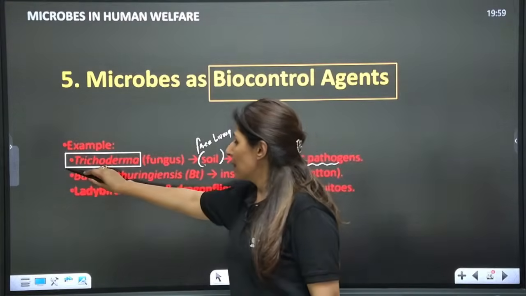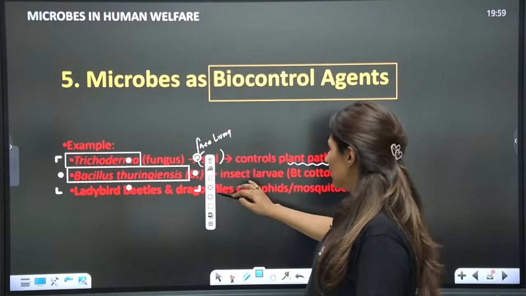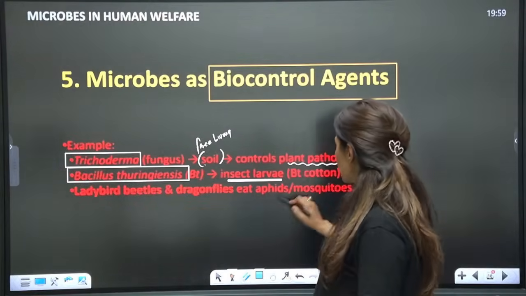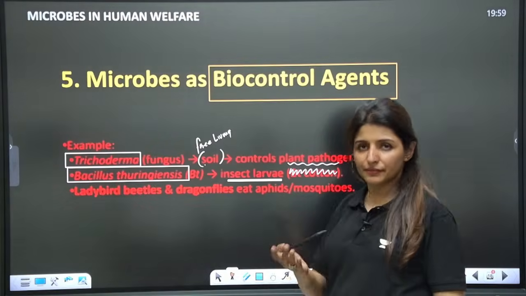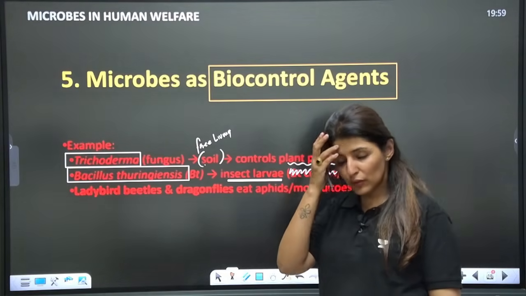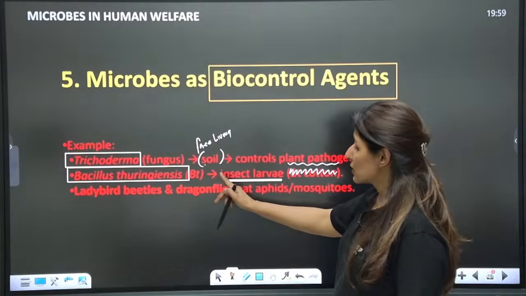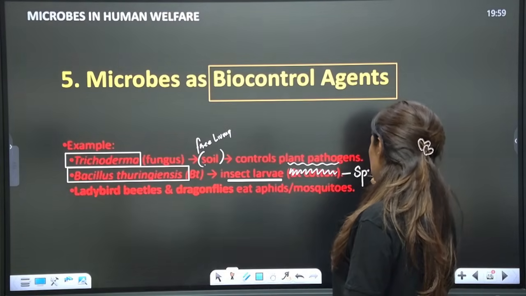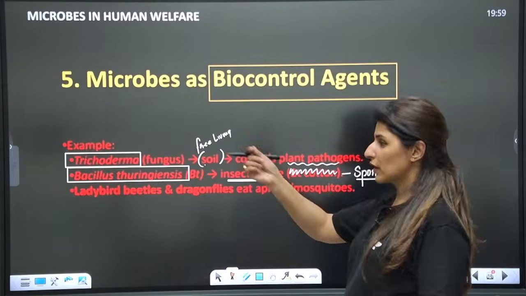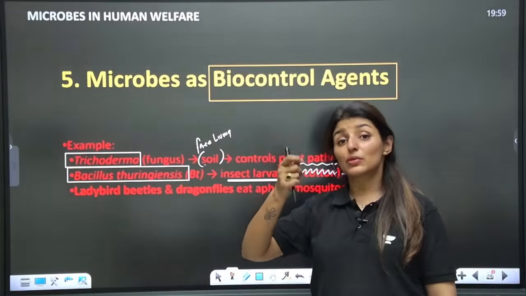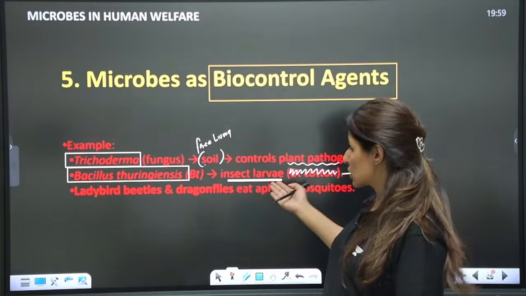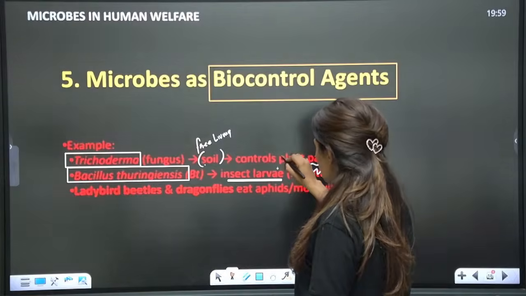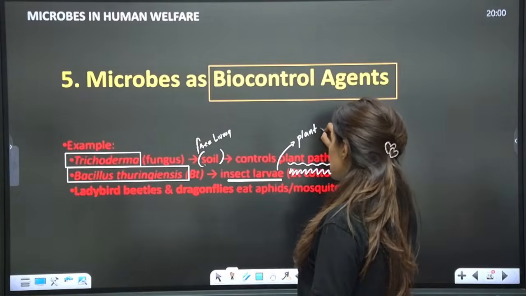Then we have Bacillus thuringiensis, BT. This controls many insect larvae. BT cotton, by the way, is actually a product of biotechnology. We are going to discuss that in a lot of detail. But Bacillus thuringiensis can otherwise also control insect larvae, by using their spores. We dissolve these sachets of spores in water and we spray. This bacterium produces a chemical that destroys the insect larva. Is that clear? And these insect larvae are plant pests. Is that clear?